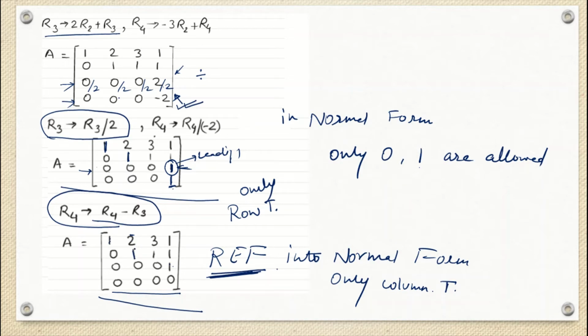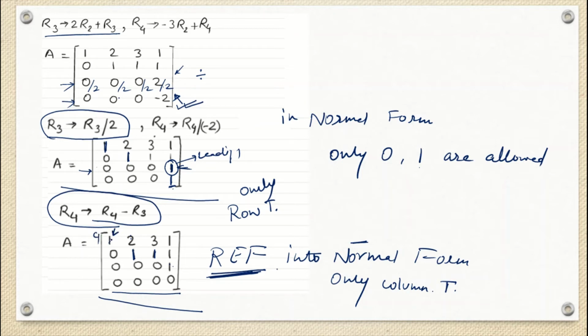So one more point I have to add in my normal form is that the number which is above the leading one should also be 0. Instead of 2 here I should have 0. Instead of 3 I should have 0. Now we are going to perform the column operation so that the matrix will have only zeros and ones, and above the leading one I will have zeros only. Okay, fine. So I'm going to start with column number 1.